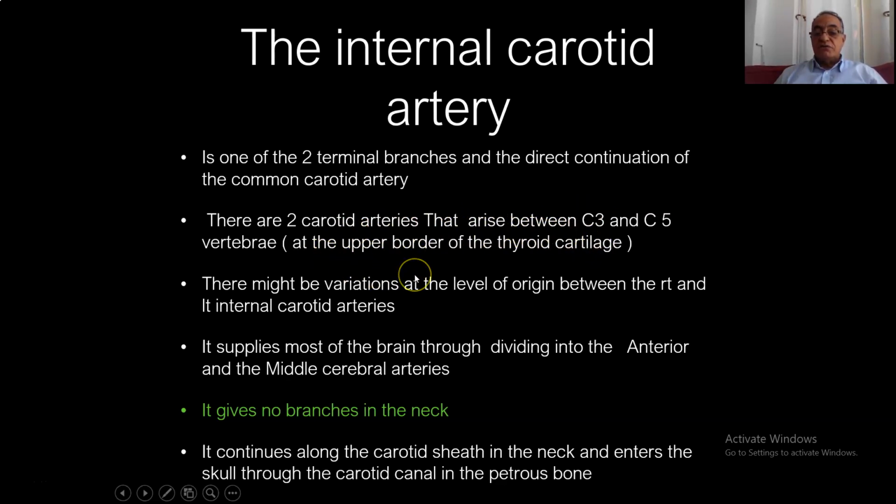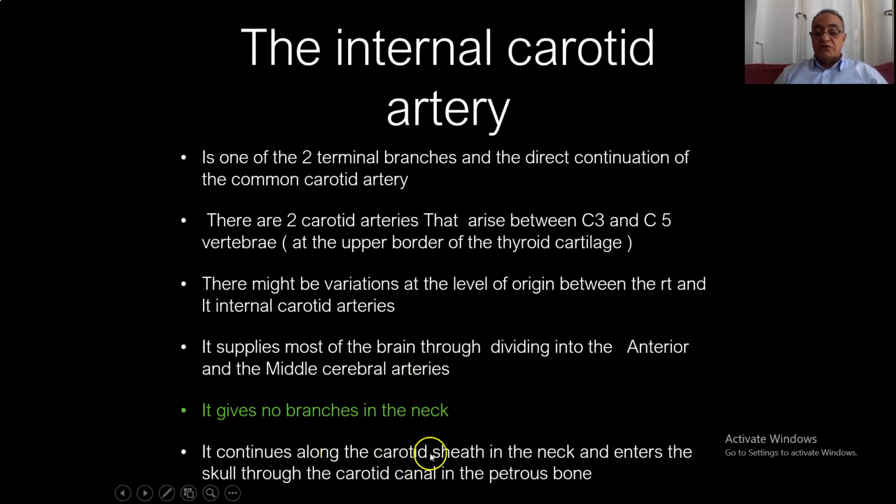There might be variations at the level of origin between the right and the left internal carotid arteries, and this is of importance if you are going to do carotid endarterectomy, as we'll see later. The internal carotid artery supplies most of the brain through dividing into anterior and middle cerebral arteries. So the main supply of the brain is from the internal carotid artery, and it gives no branches in the neck.